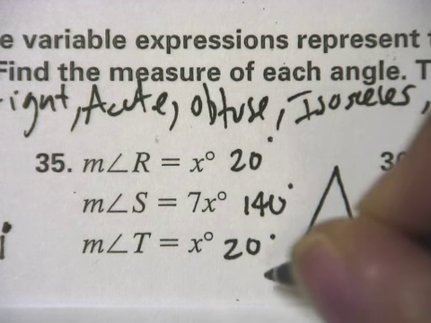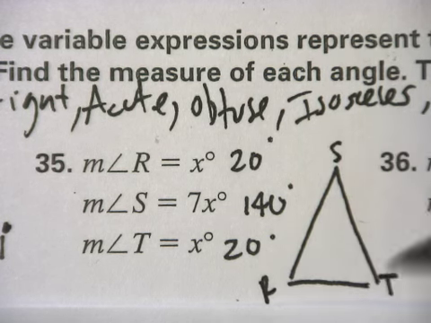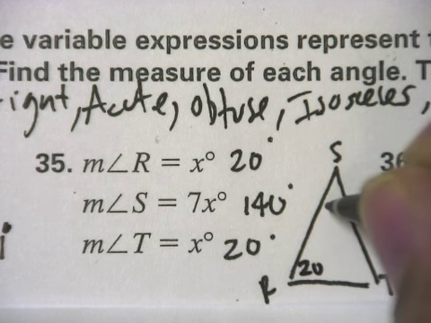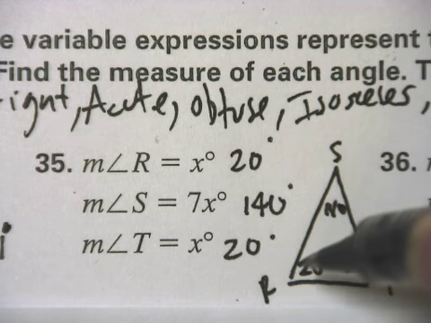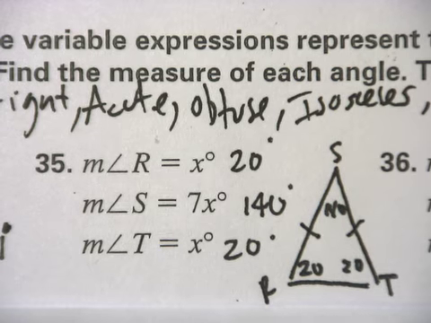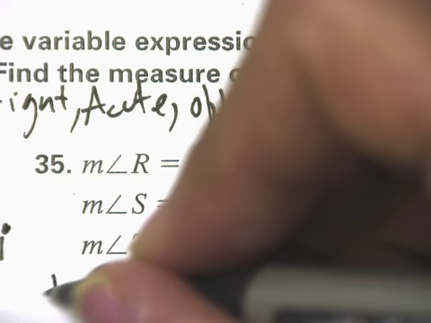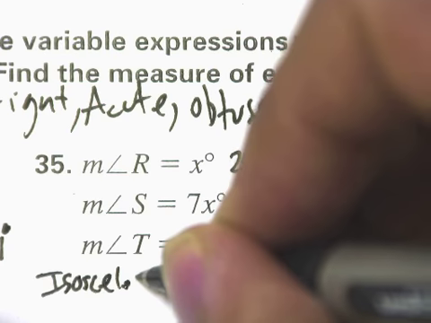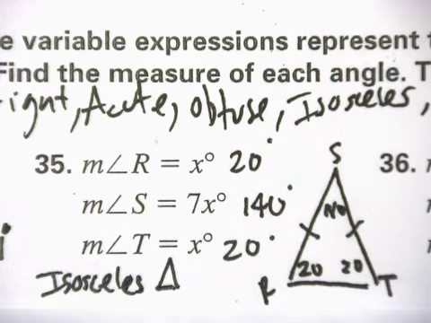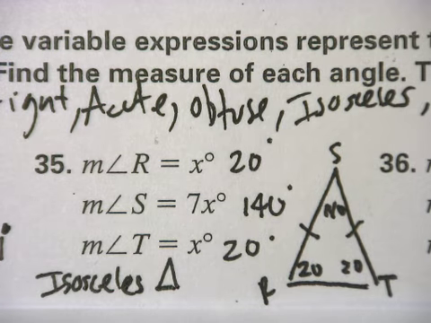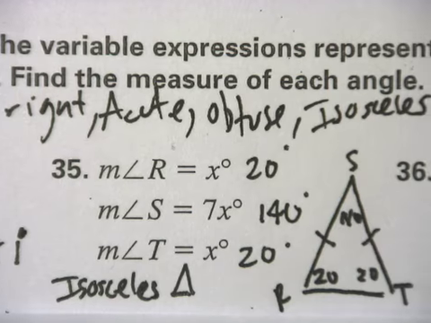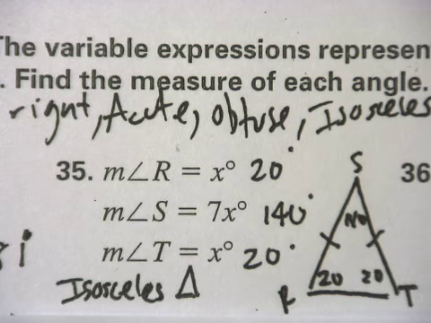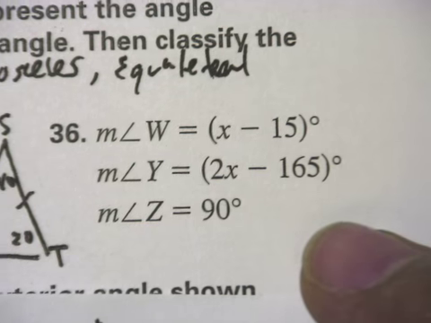If you still can't tell, let me draw it out for you. Here's R, here's S, here's T. This is 20, this is 140, and this is 20. And I hope you can see that these two base angles are congruent. So what we have here is an isosceles triangle. So number 35 is an isosceles triangle. That's the kind of triangle that we have. So you know what? We did have something else other than the regular 3 that we used by measure.